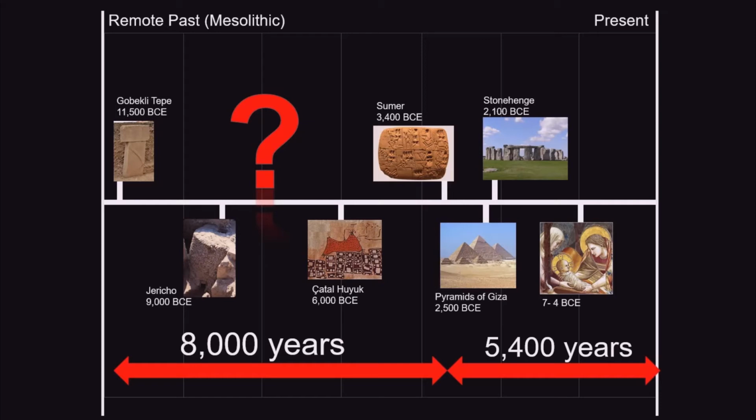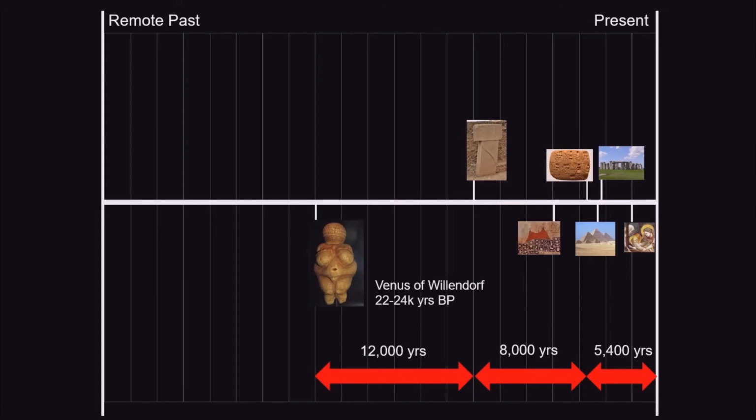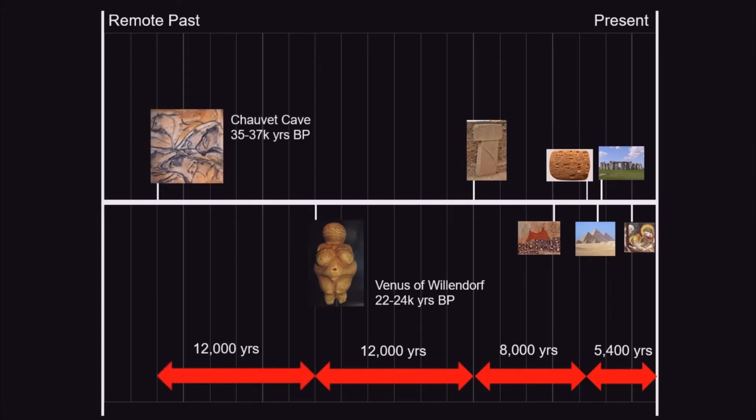Then project this a little bit further. So think about the timeline going all the way back to Gobekli Tepe, then think about the timeline going back to the Venus of Willendorf, and one of the earliest cave arts, Chauvet Cave. There could be so much back there we don't understand and have no knowledge of. It's really, really quite incredible.